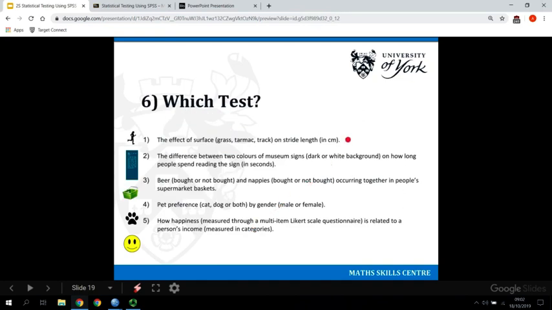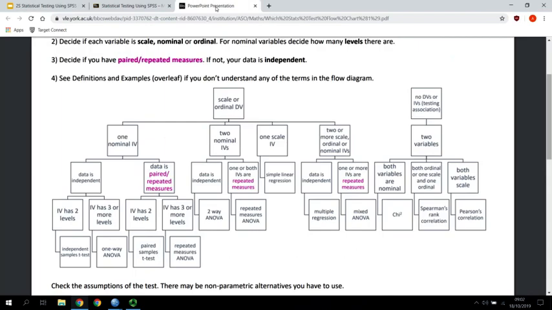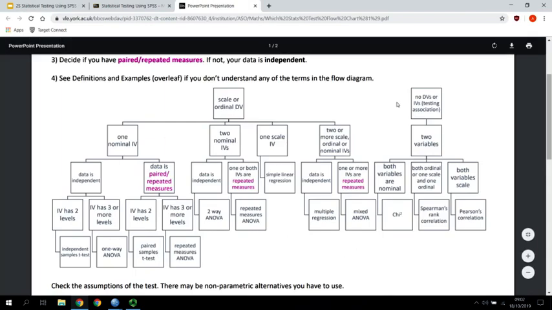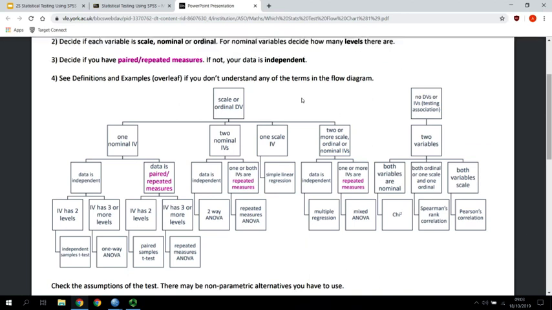So you might want to stop the video and have a go at using that flow diagram to identify this. So you start at the top. The DV stands for dependent variable and the IV stands for independent variable. You can have a go and see what answers you get. If you find that any of them are tricky, don't worry, they're designed to be challenging and to reflect the common situations that we get people coming with into the Maths Skills Centre.